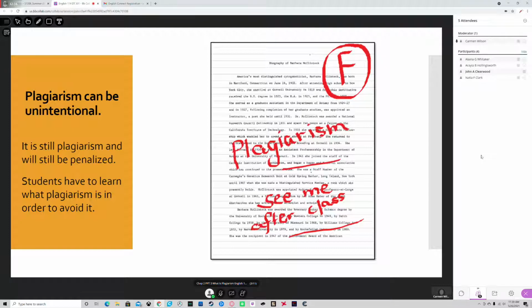Sometimes people will say, well, I didn't mean to do it. I didn't realize I was doing it. I only changed a couple of words, that kind of thing. You guys, I don't buy it. You know what plagiarism is. You know how it's done. You know what people do. You just don't do it. You know, I don't buy that. I didn't know, Dr. Wilson.